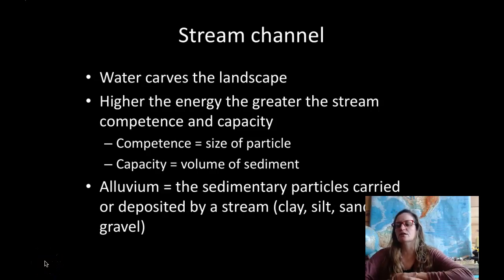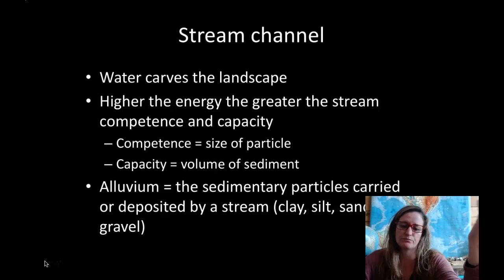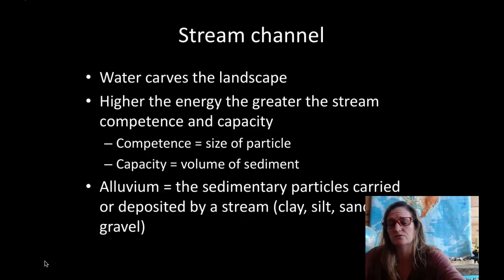Stream channels. So water is moving into these watersheds. It's carving the landscape. The higher the energy of the stream, the higher the competency and capacity. Energy level is about velocity, and velocity is about the gradient of the watershed or the stream channel. So the higher the velocity, the steeper the gradient, the higher the energy, and the ability for that stream to move different size particles. So higher velocity, higher competency, bigger particle size, and then that also relates to the volume of sediment. So that's the capacity, how much volume of sediment the stream can move.